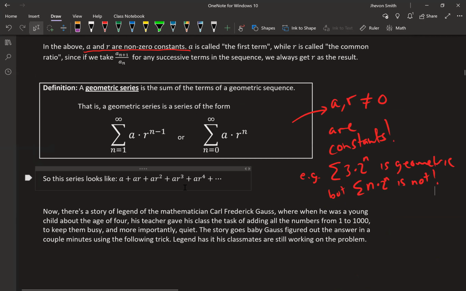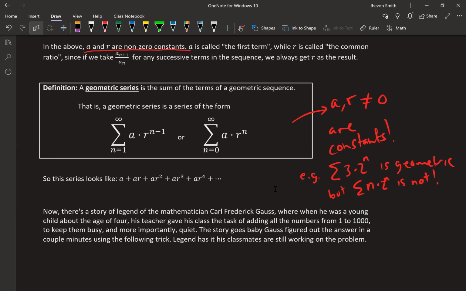Now this is what it would look like if you add up all the terms. The a is called the first term and the r is called the common ratio. It looks like a plus ar plus ar^2 plus ar^3 plus ar^4, etc. So it's like you start with a number a and you keep multiplying it by another number r, and then you're adding all these terms together. This generates what's called a geometric series.